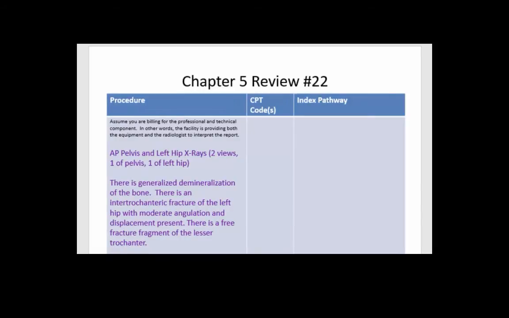Now let's look at some x-rays. An AP of pelvis and left hip. There's two views that are given, one of the pelvis, one of the left hip. We're going to assume that you're billing for a facility that's providing both the equipment and the radiologist. But don't forget there will be a modifier because of that left hip. So whatever code you choose, you will have an LT modifier to signify the left side of the body.